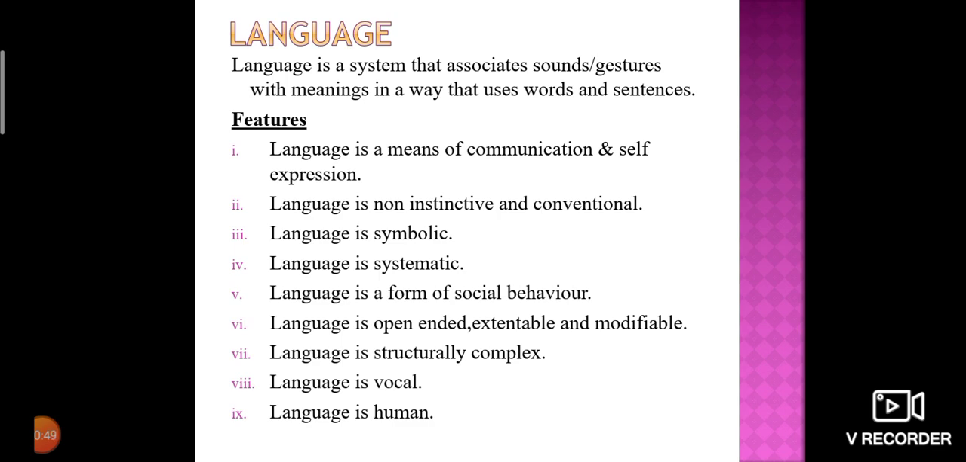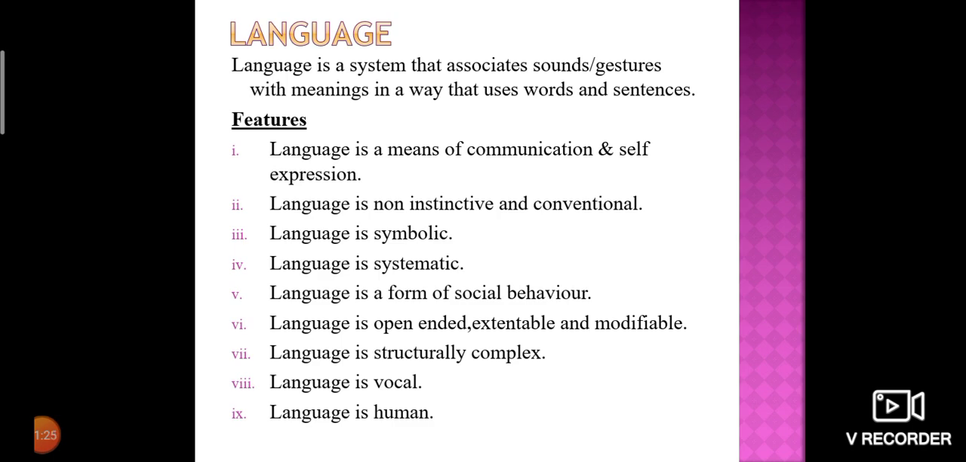First of all, we have to know what a language is. Actually, there is no comprehensive definition of language, but we give some definition for language. It is a system that associates sounds or gestures with meanings in a way that uses words and sentences. Alright? So, we can discuss language on the basis of a number of features.